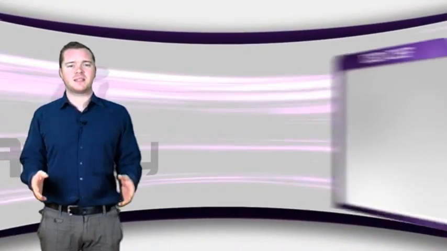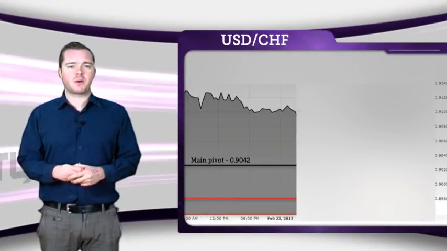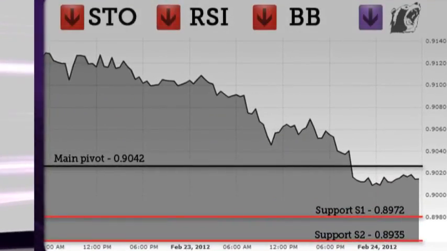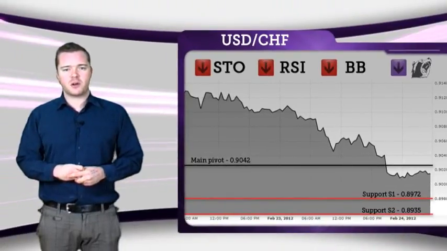Our last technical analysis is the dollar franc. Price fell below main pivot and now is heading towards objective at S1, where it will probably rebound and retest main pivot. But a further fall would then target S2. The vast majority of our indicators and chart analysis show a bearish trend.